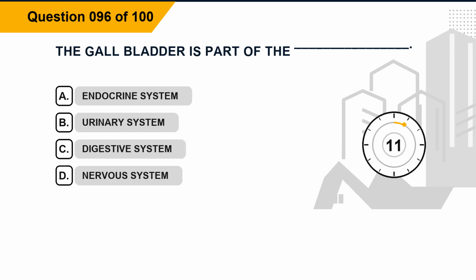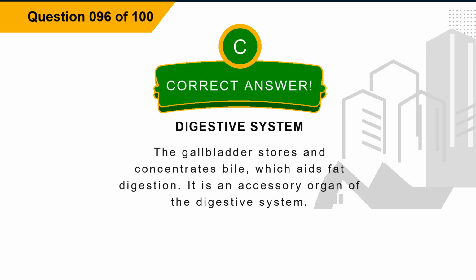Question 96. The gallbladder is part of the blank. Option A, endocrine system. Option B, urinary system. Option C, digestive system. Option D, nervous system. The correct answer is option C, digestive system. Explanation: the gallbladder stores and concentrates bile, which aids fat digestion. It is an accessory organ of the digestive system.